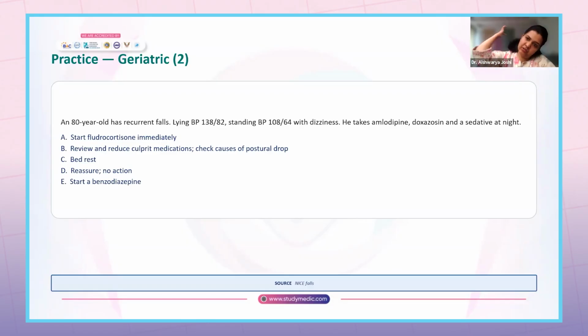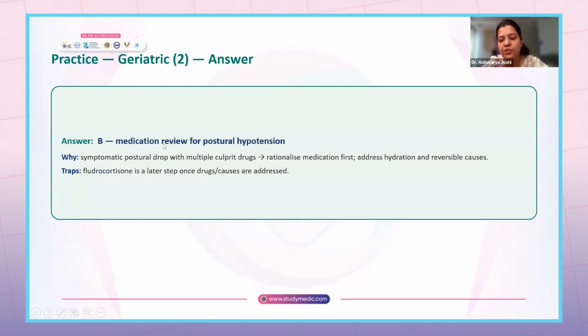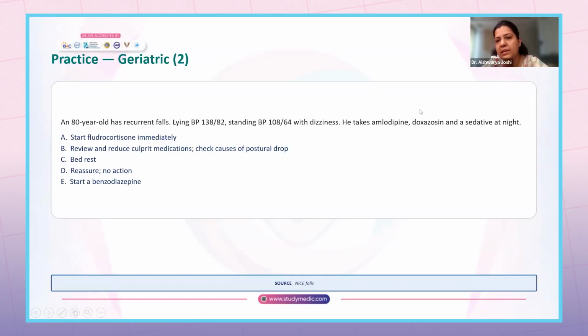Now, more than one drug is mentioned. Our focus has to go on polypharmacy. Right? So we review the medication for postural hypotension. Here doxazosin is an alpha-1 blocker. This can lead to hypotension.